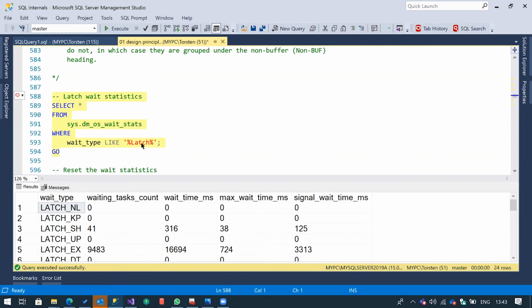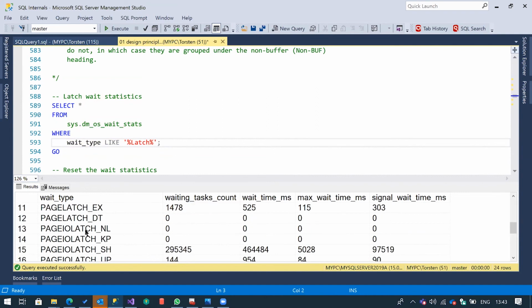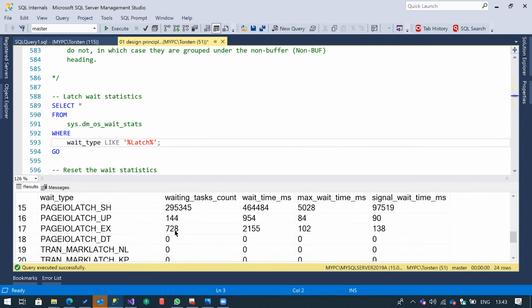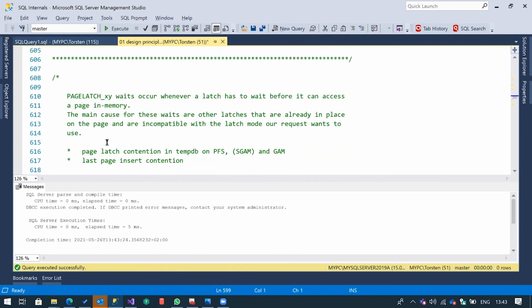We can filter them by latch, and we can see that all the latches I mentioned, page latches and page IO latches, have their own wait statistic. Let me reset the wait statistic and hope it works.